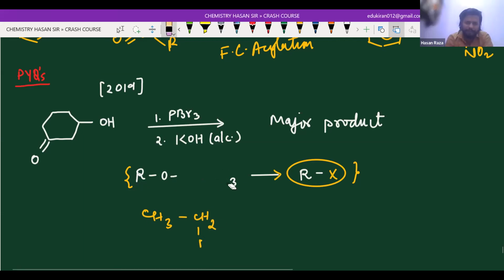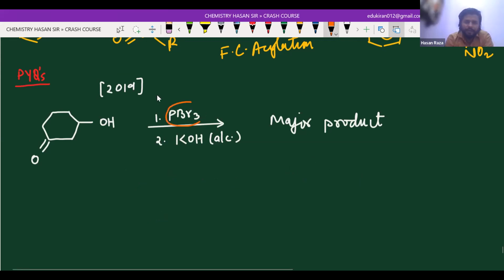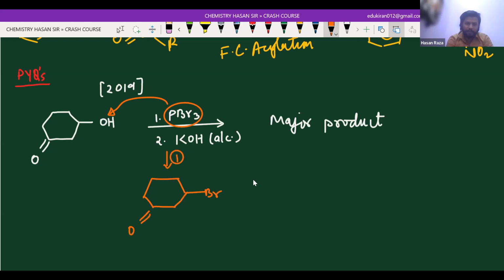Let me explain this again. See, this PBr3 or PX3, PCl3 reacts with the alcohol part, and you will be getting this alkyl halide. Is that clear? At the first place, and in the second step, why it happens?